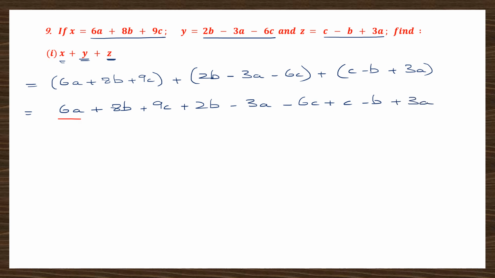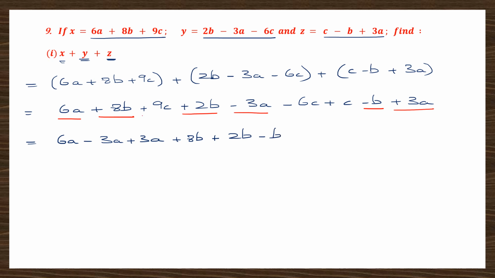Take all the a's: 6a minus 3a plus 3a. So let's write that. Now let's take the b's: plus 8b plus 2b and minus b. So plus 8b plus 2b minus b.